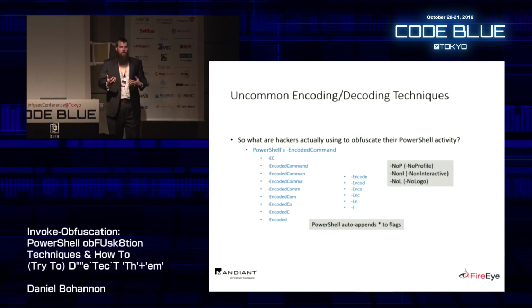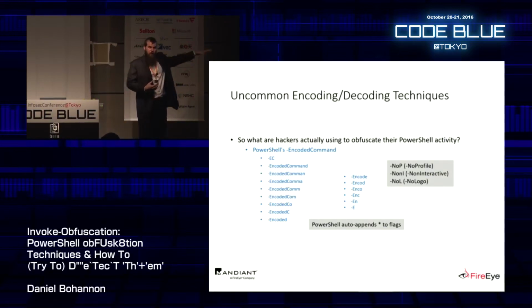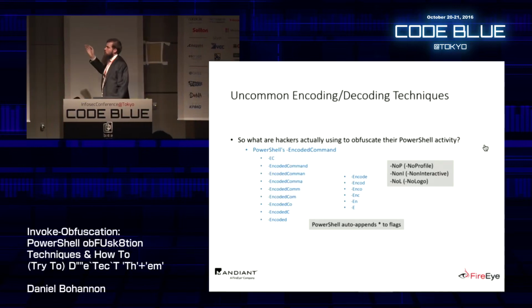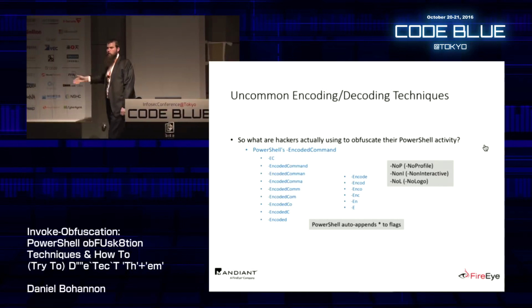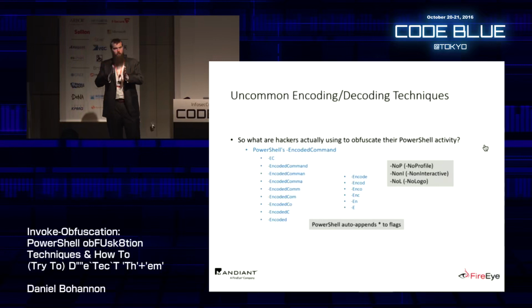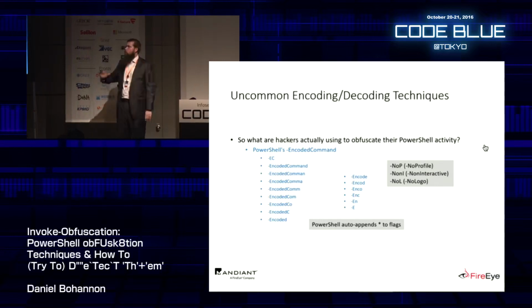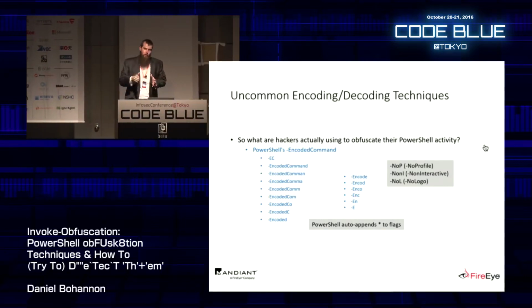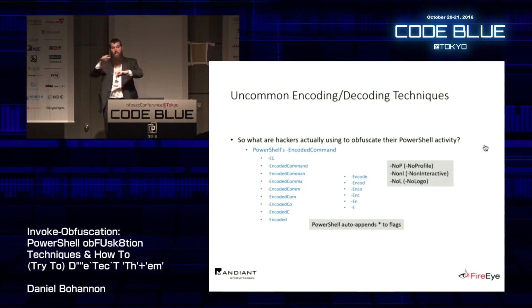Now, in the tool that I wrote, Invoke-Obfuscation, when you are selecting the flags or the arguments that you want, I take this into account. So if you select no profile, non-interactive, no logo, then I will take a random substring every time, completely random, whether it's going to be NOP or NOPRO. For all of the arguments that you choose, I'll randomize the order, and I'll also randomize the amount of white space in between. Now, why do I do that?